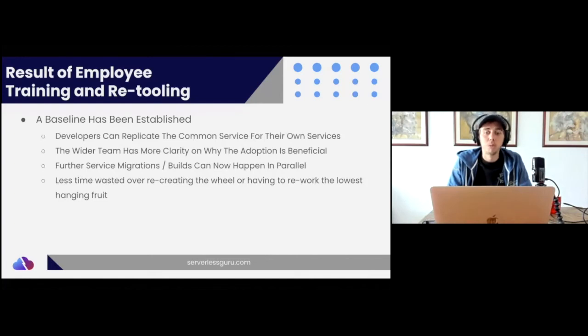And the last thing is less time wasted over recreating the wheel or having to rework the lowest hanging fruit. So what I mean by that is that if we're recreating the wheel, then we have 10 people all building a REST API. They're all going to build it slightly different. Some people have a better one, some people won't. The folder structure will be different, and so on. Mono repo, multiple repos. It's important to get some baseline standards established up front because it's much more difficult to rework those things later, in my experience, when you have somebody that already has those standards in mind, than to just do the Wild West approach.